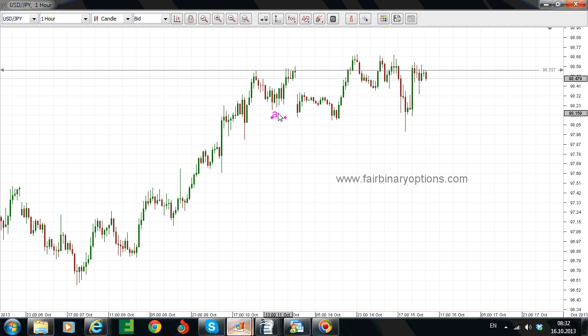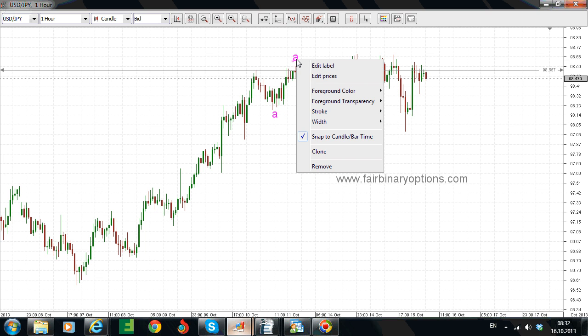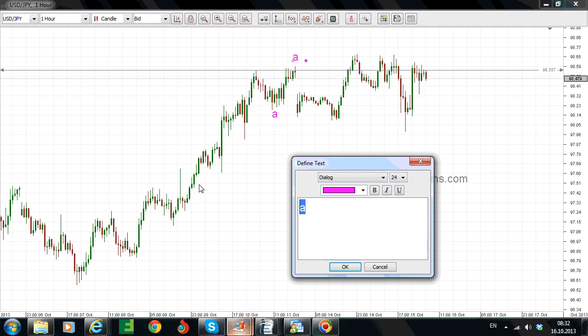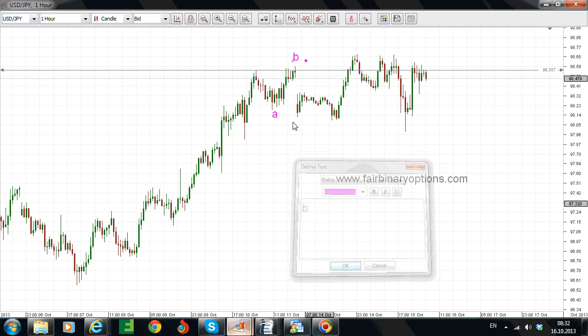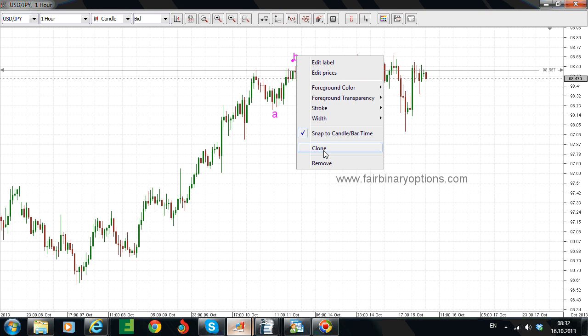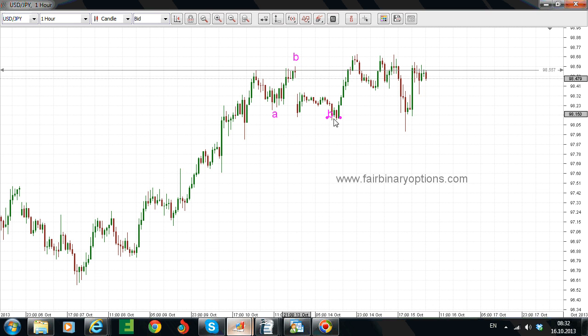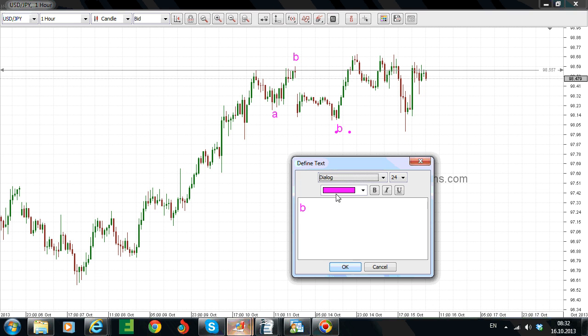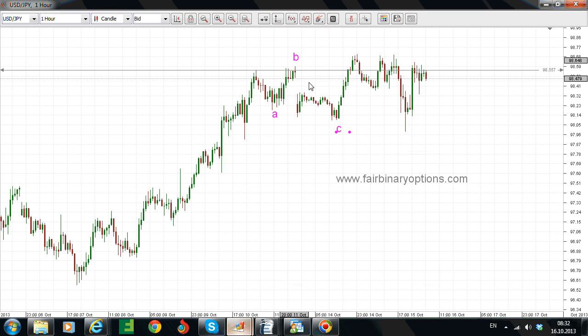Then the next leg should be bigger than the previous leg, so the B wave here should be bigger than wave A. If you compare them, it is clear that the B wave is bigger than wave A. Then the next wave of a triangle, the C wave, should be bigger than the previous wave, meaning the B wave here. As you can see, the C wave is clearly bigger.